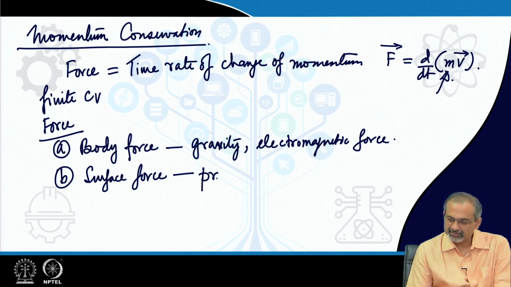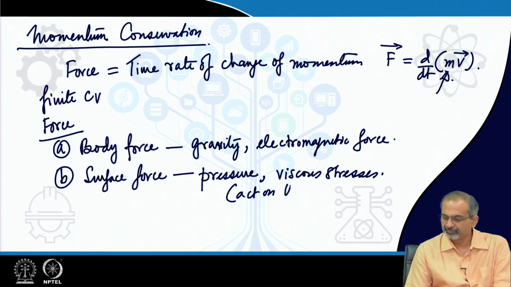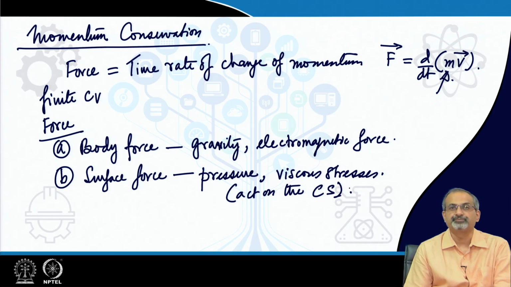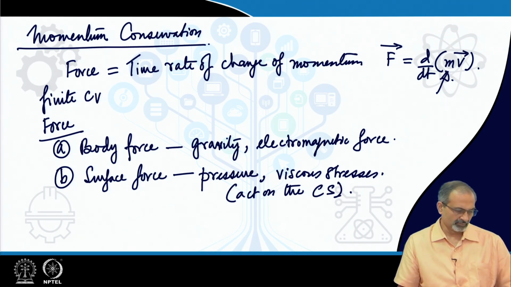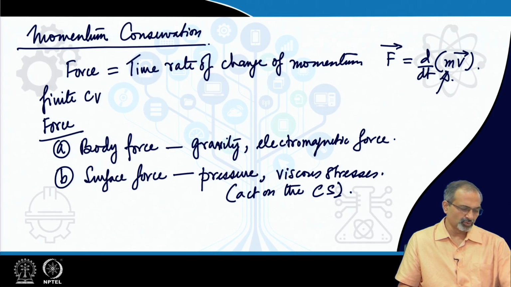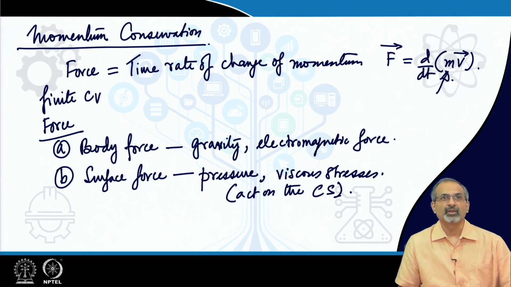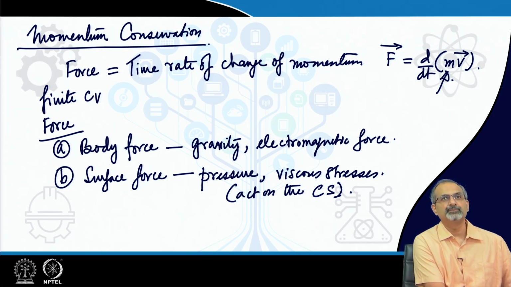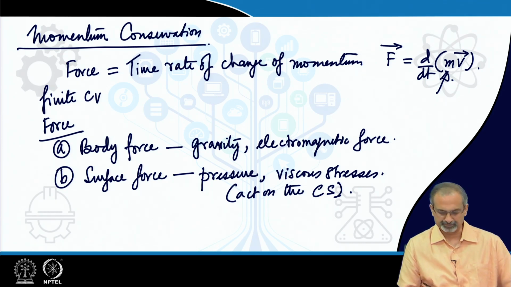So, the two categories are pressure and viscous stresses. So, they act on the control surface. So, this gives us the two categories of forces which act on a fluid element, and then once we work out expressions for these forces, we will then look at how we can evaluate the time rate of change of momentum.